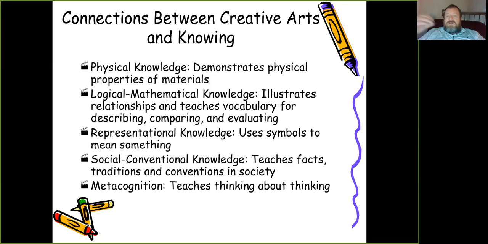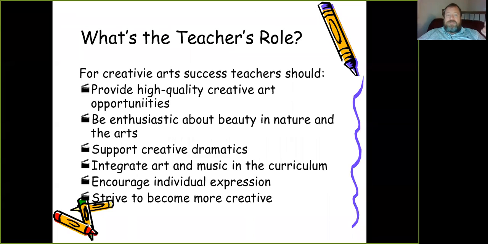So the arts are connected to other aspects of knowing, like physical knowledge, demonstrating the physical properties of materials, logical mathematical knowledge, our relationship between objects and vocabulary for describing and comparing and evaluating those objects, using symbols, so representational knowledge, that social conventional knowledge where we teach facts and traditions and conventions, and also that idea of metacognition where we think about thinking. That goes on as we participate in the creative arts as well.